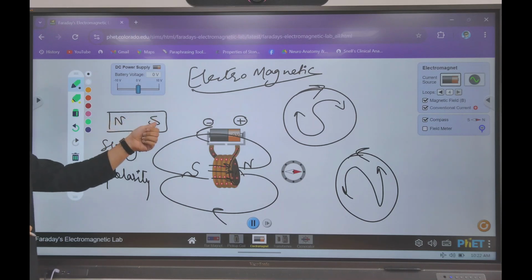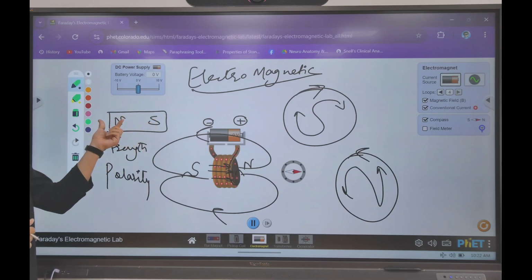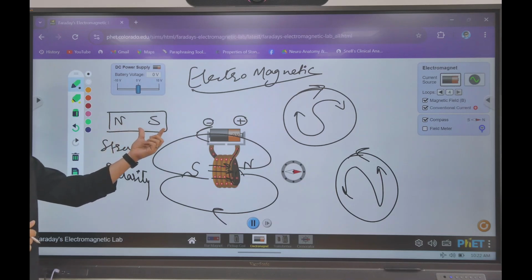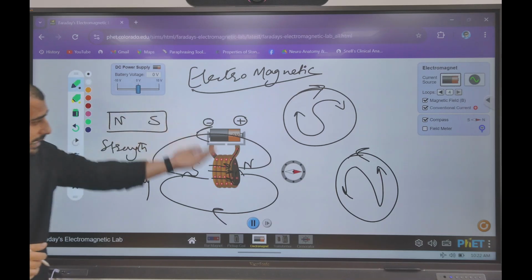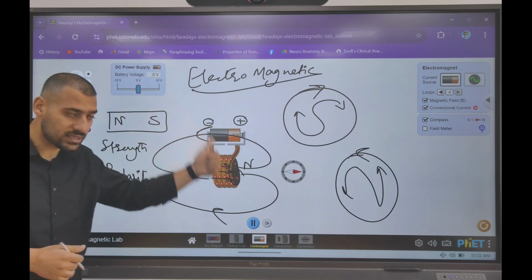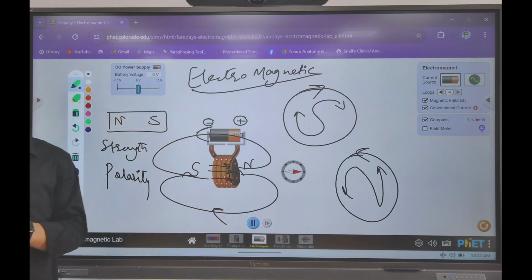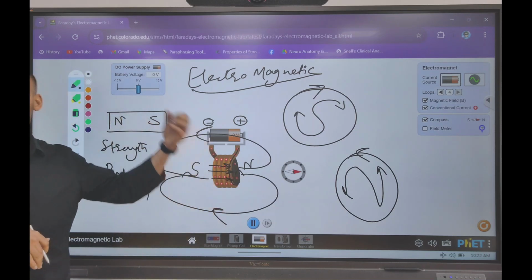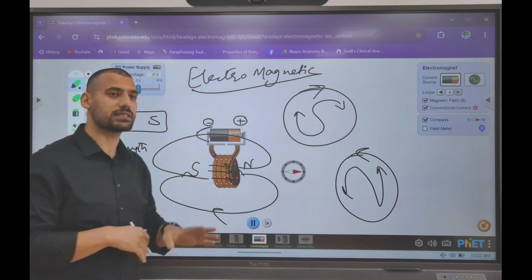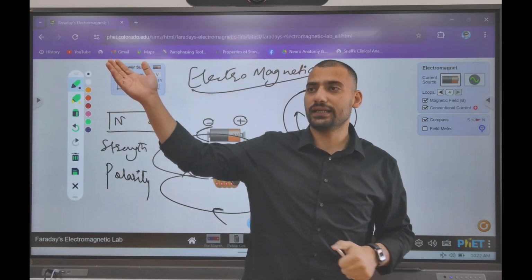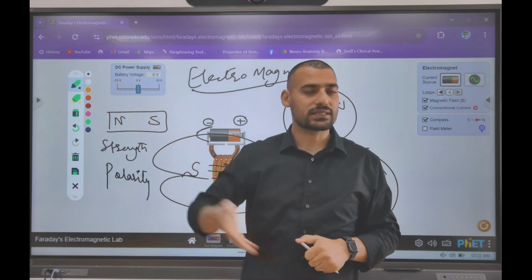If this is north, this will never be south. This will always behave as a north pole, and this will always behave as a south pole. But here, you can change the strength, you can change the polarity, you can do anything with this magnet. The electromagnets find their applications in several places, like the escalators.